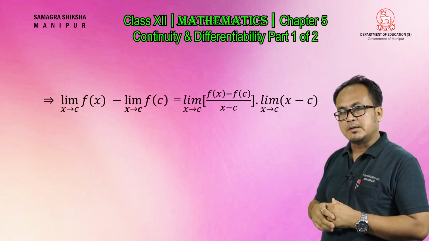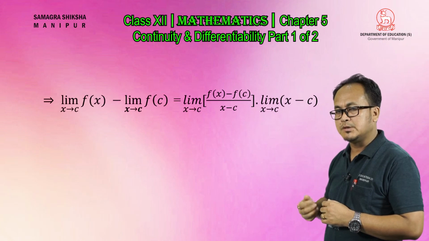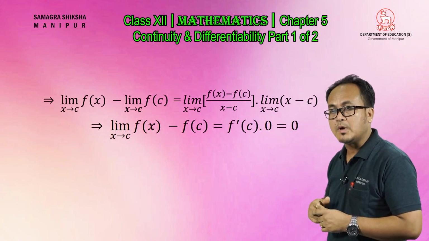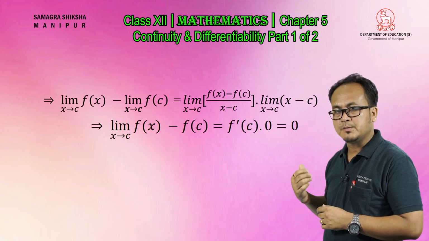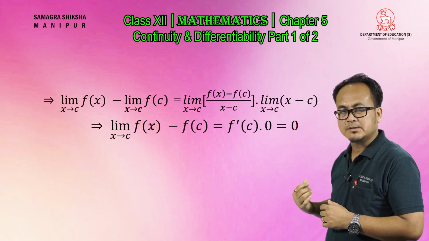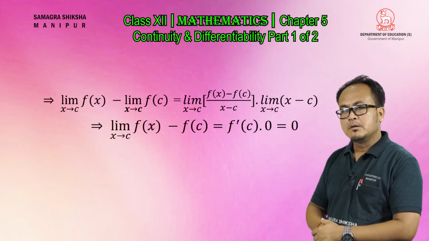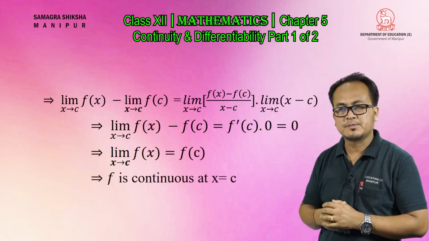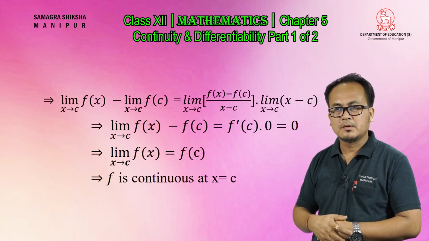On the left side, the limiting value of f of c as x tends to c is the constant value f of c, since the limit of a constant function is the constant itself. On the right side, by equation 1 the limit is f dash c, and x minus c tends to 0, so 0 into f dash c becomes 0. So the limiting value of f of x as x tends to c minus f of c equals 0, that is, the limit equals f of c. The limit at c equals the function value at c, so the definition of continuity is satisfied, and we conclude that the function f is continuous at x equal to c. This completes the proof.